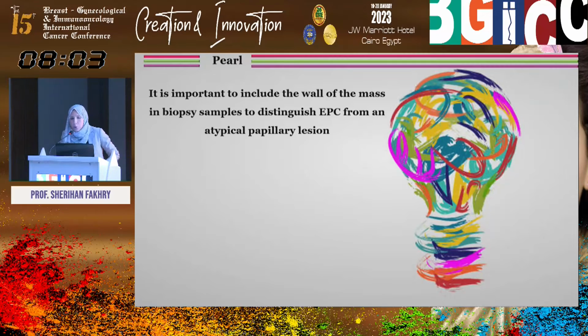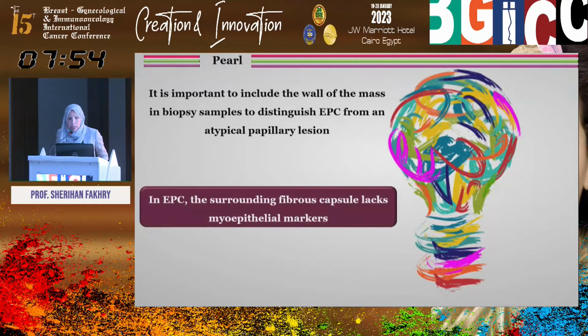Also, it's important to include the wall of the mass in biopsy samples to distinguish encapsulated papillary carcinoma from an atypical papillary lesion, as with encapsulated papillary carcinoma, the surrounding fibrous capsule lacks the myoepithelial markers.